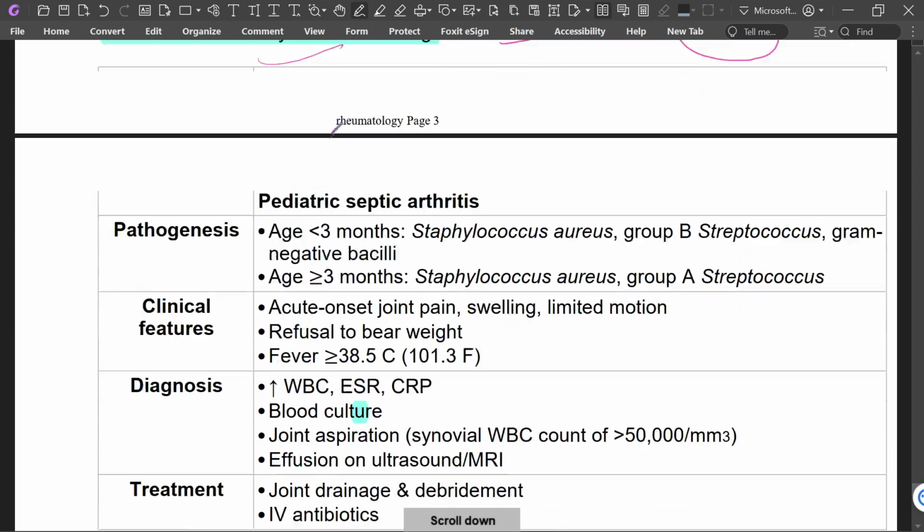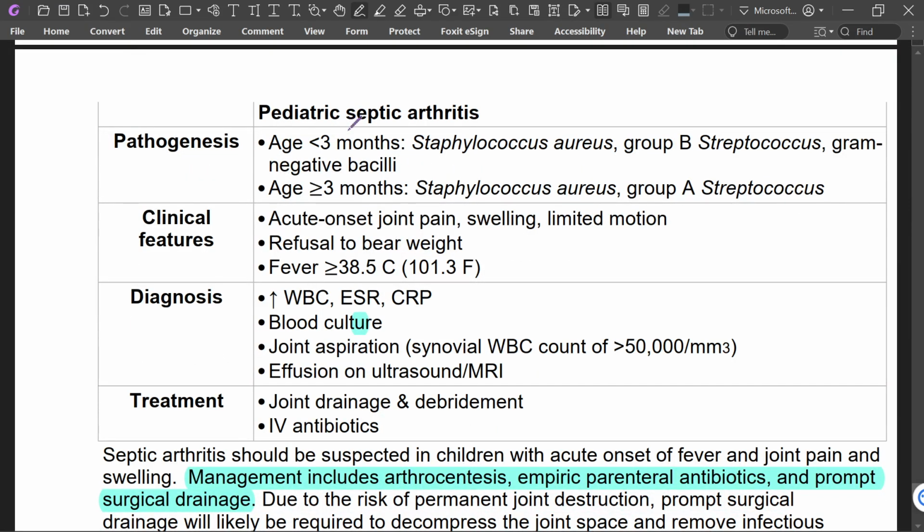Pediatric septic arthritis: age less than 3 months, the causes are Staph aureus, group B streptococcus, and gram-negative bacilli. Age more than 3 months, Staph aureus and group A streptococcus. There is acute onset joint pain, swelling, and refusal to bear weight, but in transient synovitis they are able to bear weight. Septic arthritis occurs in children younger and older than 3 months, while transient synovitis occurs at 3 to 8 years.